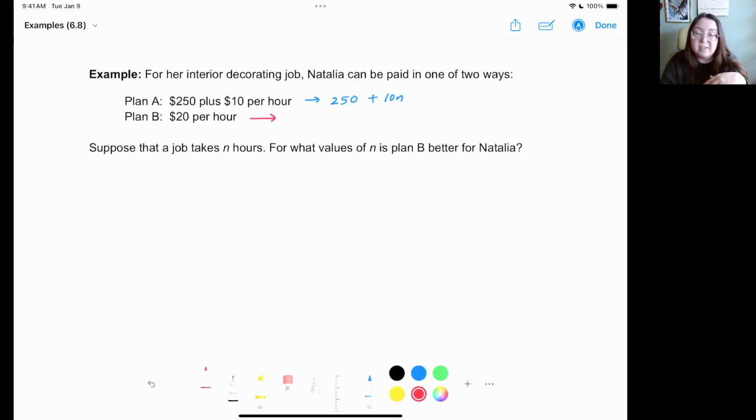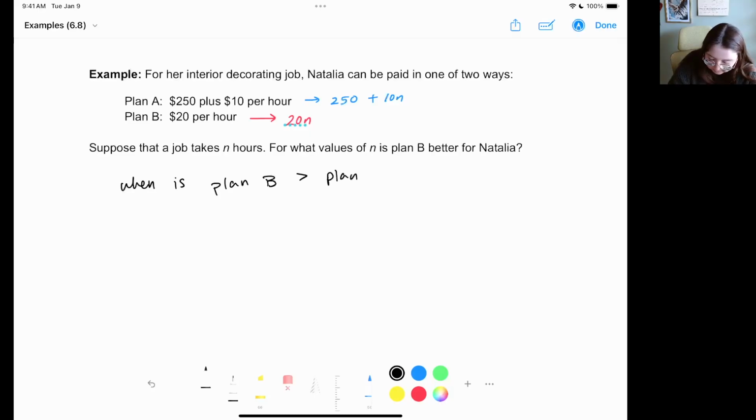Now Plan B doesn't have a flat fee, it's just $20 per hour. So if we work n hours, we would multiply the number of hours by $20 to figure out how much she made. So that's just 20n. And this problem is asking us when is Plan B better or greater than Plan A? So we can go ahead and fill in the expressions that we found for each of them. Plan B, like we said, was 20n, and this should be better than Plan A, which is 250 plus 10n. So this is the inequality that we need to solve.